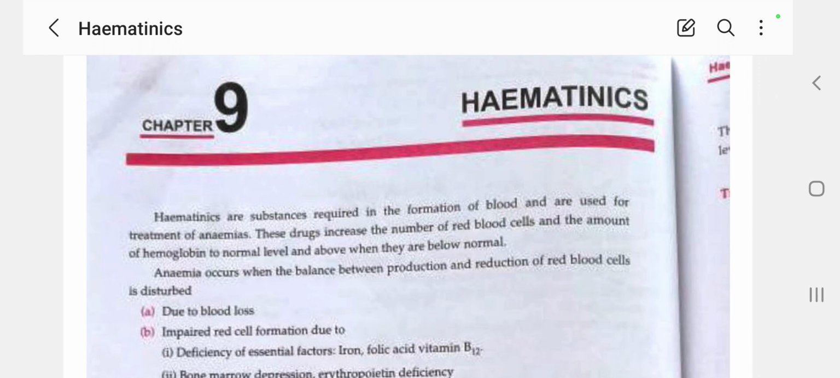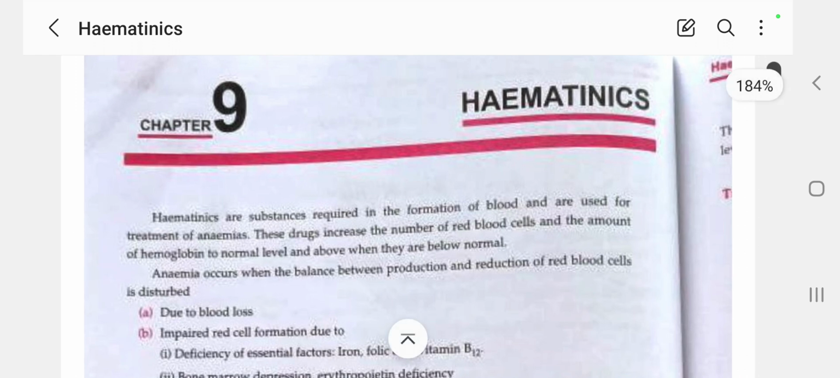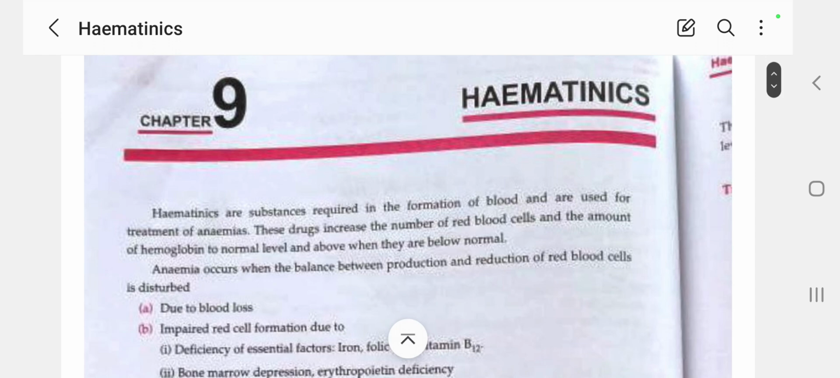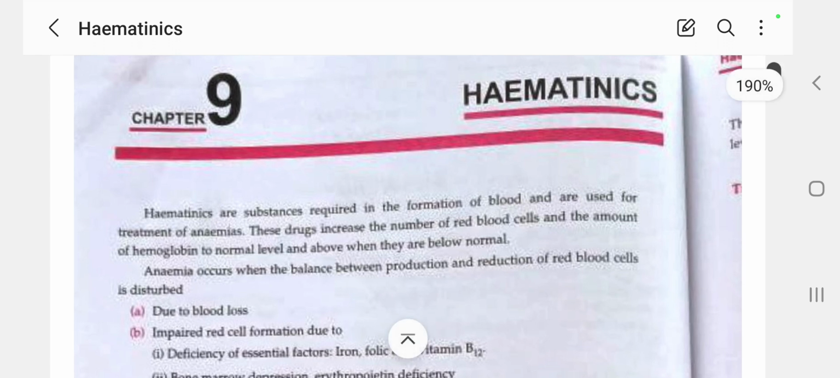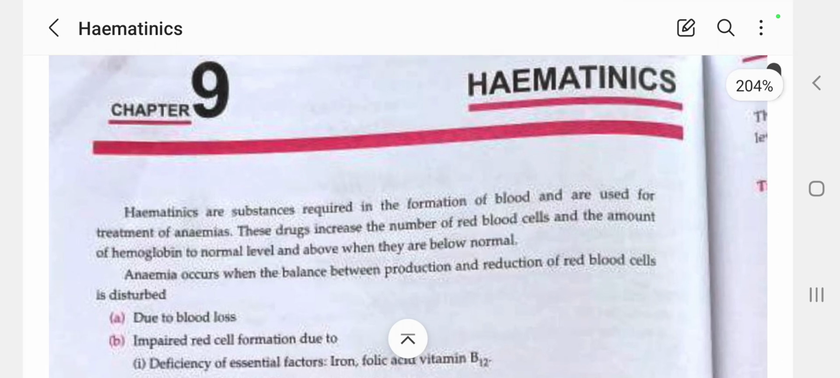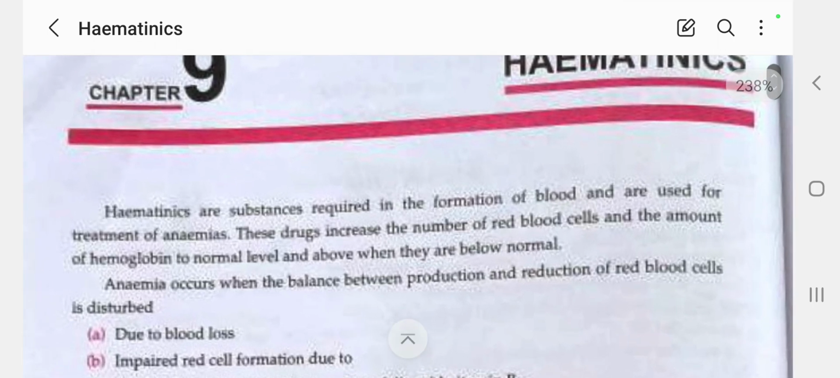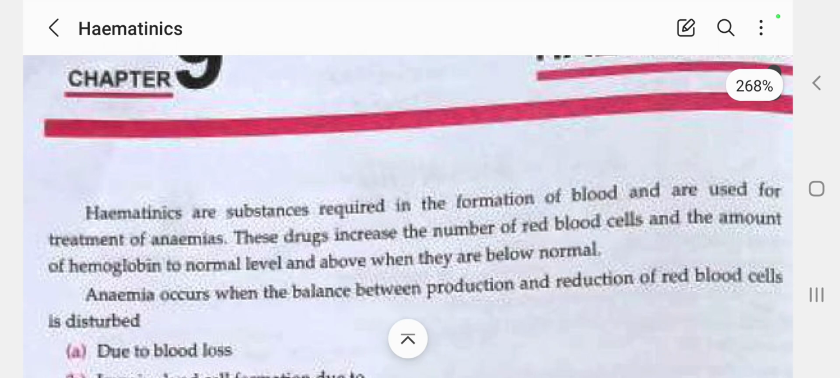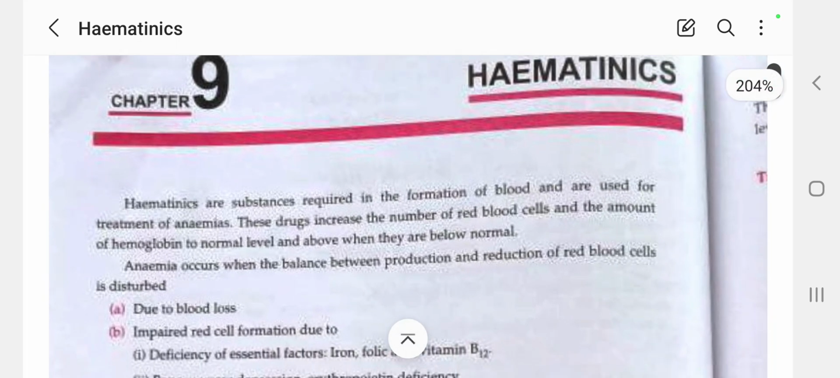Today I am going to discuss with you about haematinics. The name itself indicates that it contains heme, which is useful for the formation of blood. So, what is the proper definition of haematinics? Haematinics are substances required in the formation of blood and are used for the treatment of anemia.